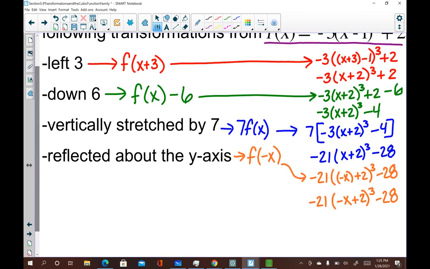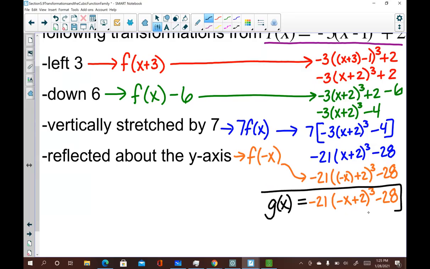After I'm done with my list of transformations, I have to remember that they asked me to write an equation. So I always need to give my new equation a name. I'm going to call this function g of x and put an equal sign in there so that I make sure that I'm writing an equation of a polynomial.